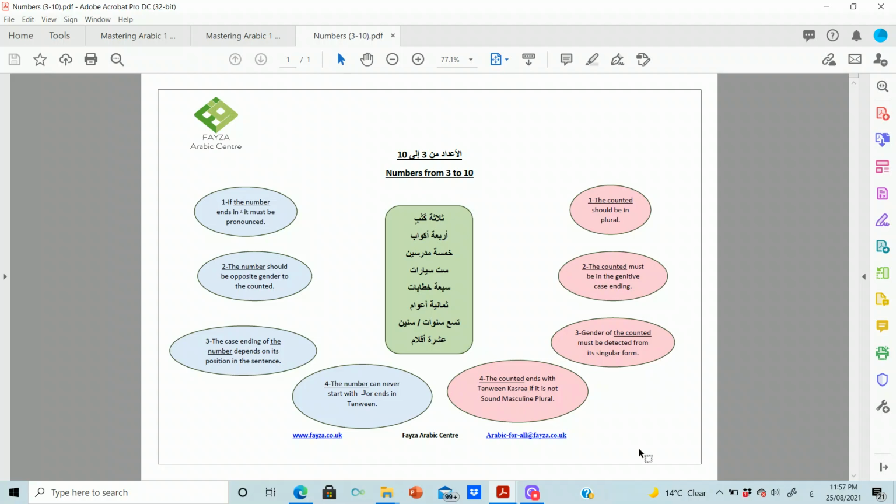Please keep in mind that you would never be able to detect the gender of the second word, the counted object, from its plural. You have to take it back to its singular. And please keep in mind that in this structure, numbers from 3 to 10, the counted has to be plural, has to be genitive all the time.